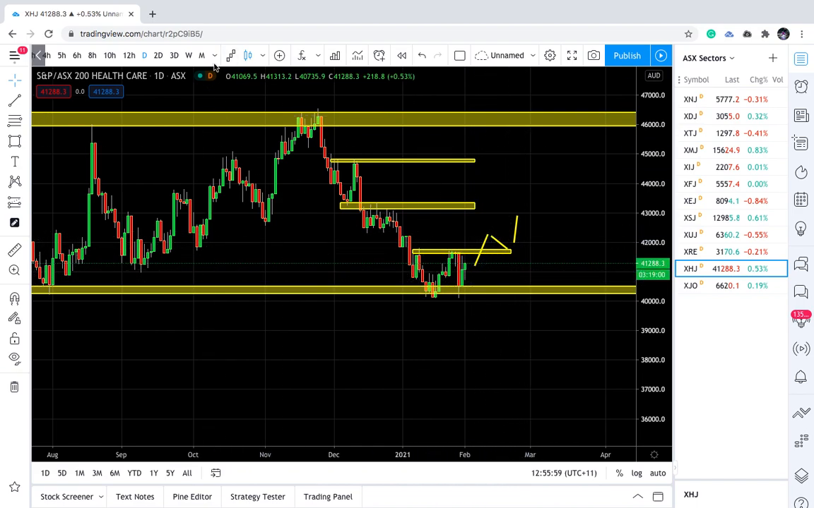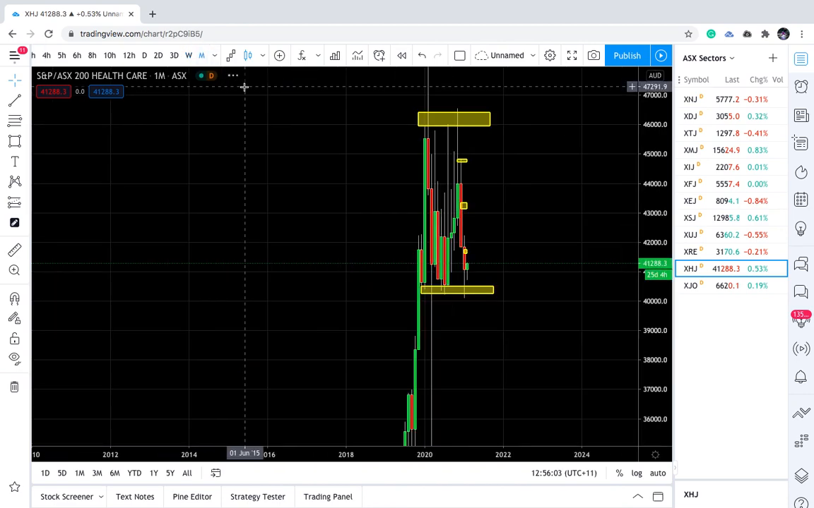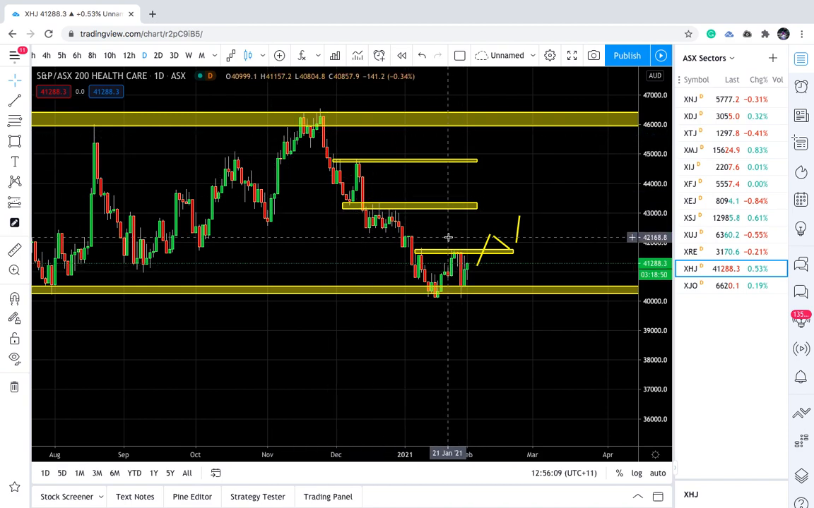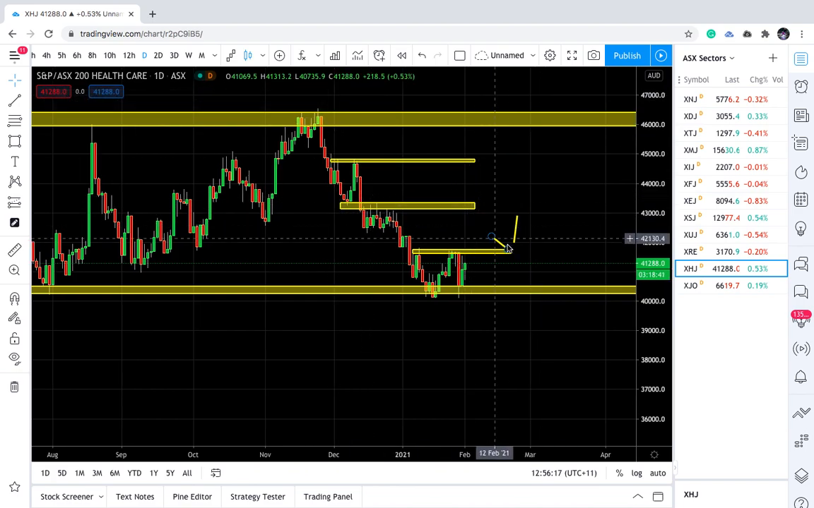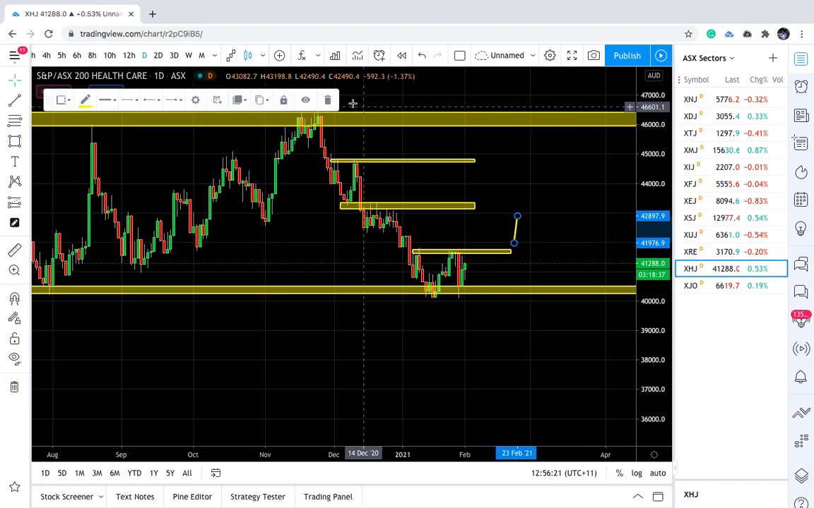Price created a tight range, broke out of it, retested, all bullish signs. We are at weekly support, we are at monthly support. Then the odds are in our favor that the sector would be bullish in the next few weeks. But we don't have this yet. We are still within the daily range, and we need to break above it.